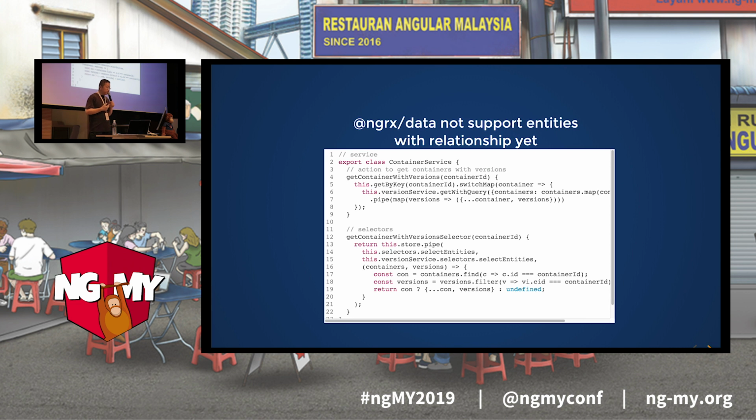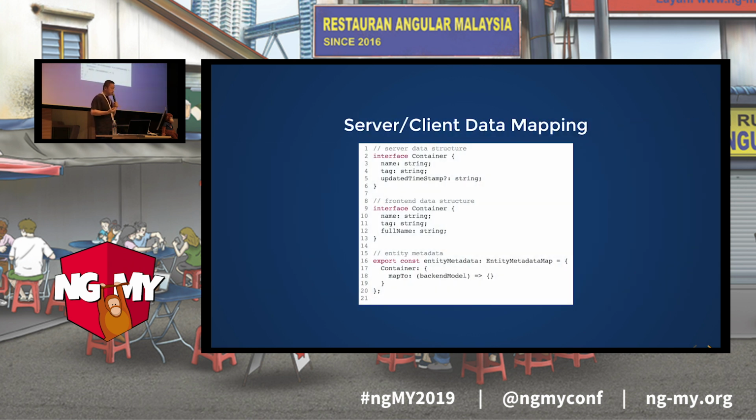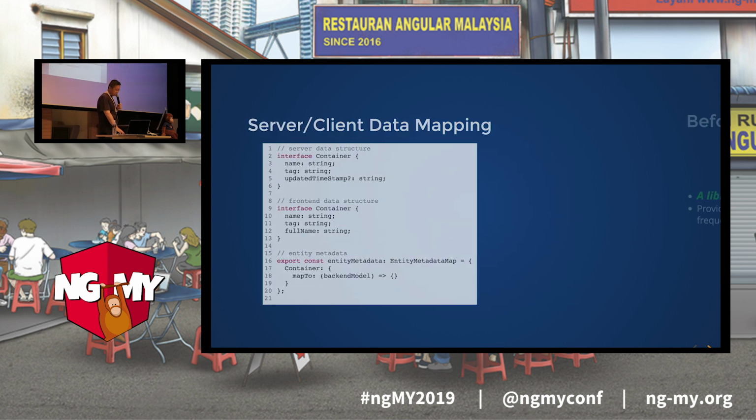So 50% of our migration code is to handle such entity relationships. And we use a lot of combineLatest and switchMap to handle that. So if NgRx-data can support that, that would be perfect. And the other things, such as validation or the mapping logic I mentioned before, are also not supported yet. These are all nice-to-have features.